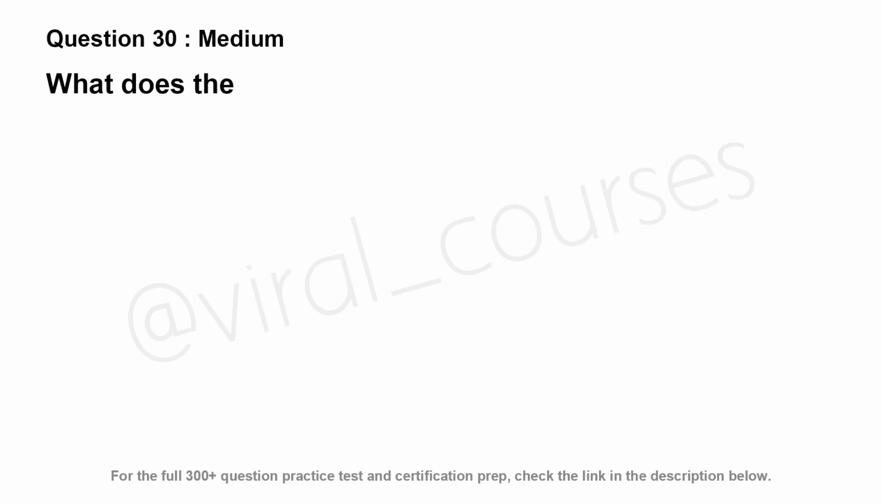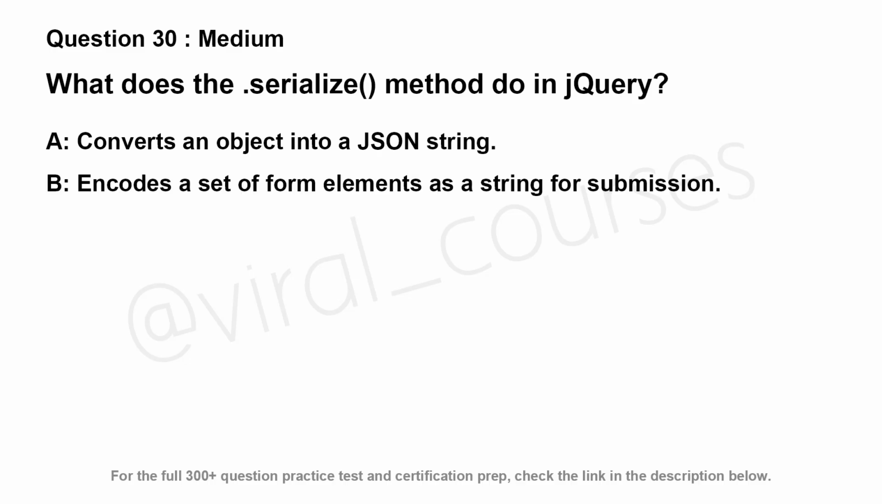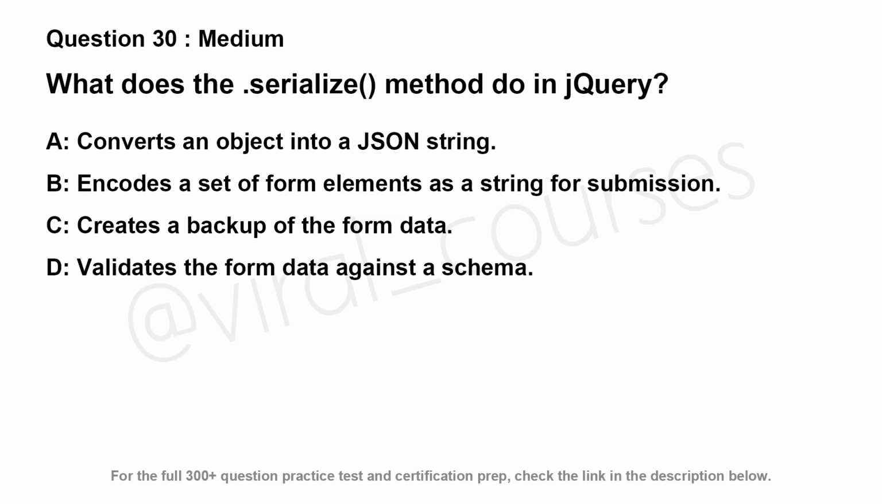What does the serialize method do in jQuery? Option A. Converts an object into a JSON string. Option B. Encodes a set of form elements as a string for submission. Option C. Creates a backup of the form data. Option D. Validates the form data against a schema.